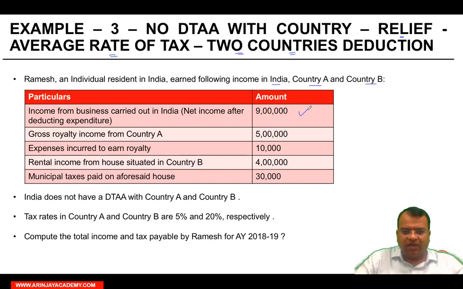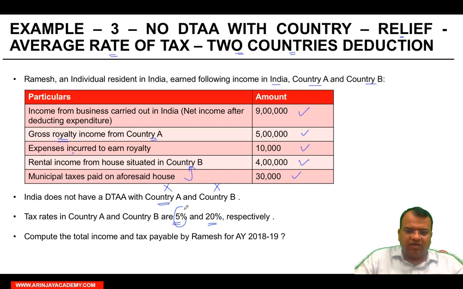इंडिया में इनकम 9 लाख. ग्रॉस रॉयल्टी फ्रॉम कंट्री A 5 लाख. एक्सपेंसेस इनकर्ड टू अर्न रॉयल्टी 10,000. रेंटल इनकम 4 lakh. Municipal taxes paid on the aforesaid house 30,000. India does not have a DTAA with country A and country B. The tax rate in country A and country B are 5% and 20%.